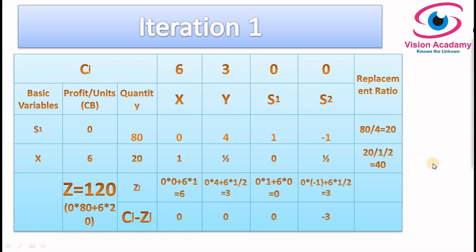Since s1 is a slack variable, we cannot declare this an optimality condition, which means in this problem we have multiple optimal solutions. So look here, z maximization at 120, when x is 20, this is x is 20 quantity, and when y is 0. So when an additional variable is 0, we cannot take this as an optimality condition, which means in this problem there are multiple optimal solutions.